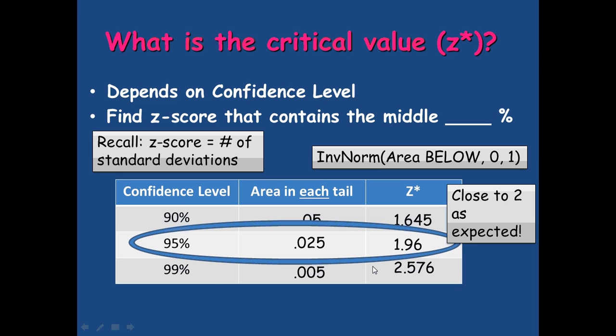But let's kind of see how we use them and what they do. The last one, of course, if you see the 99%, you'd have to go about 2.576 standard deviations to get 99% of the values. Okay, so let's take a look at an example.